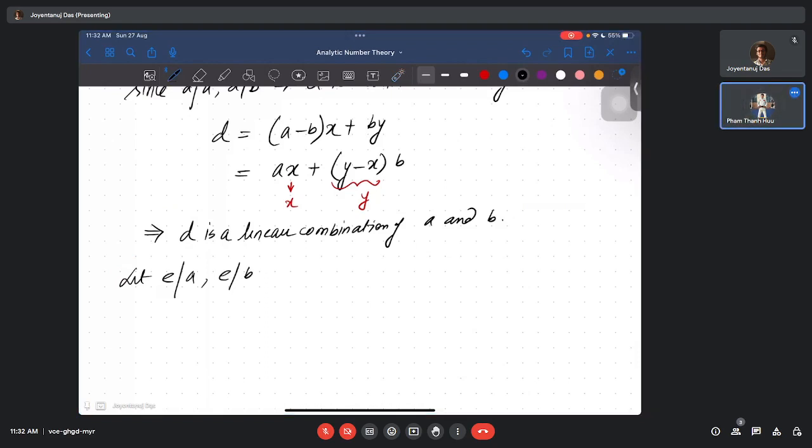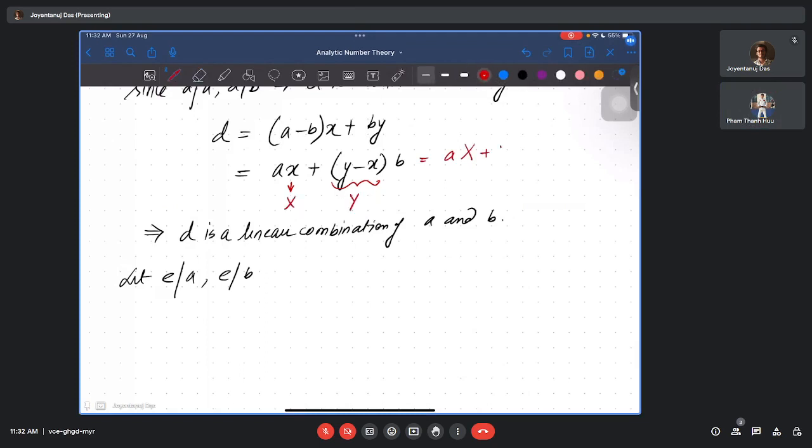So let us write. Suppose this is some A capital X and capital Y. Let us use capital letters, because x and y will confuse. Plus B. So this implies E divides their linear combination also, this AX plus BY, right? That is one property we saw in the divisibility conditions. So this is the linearity property. So this implies that E divides D, right?